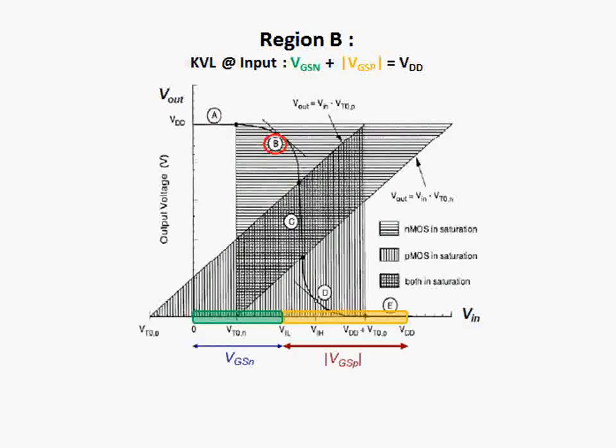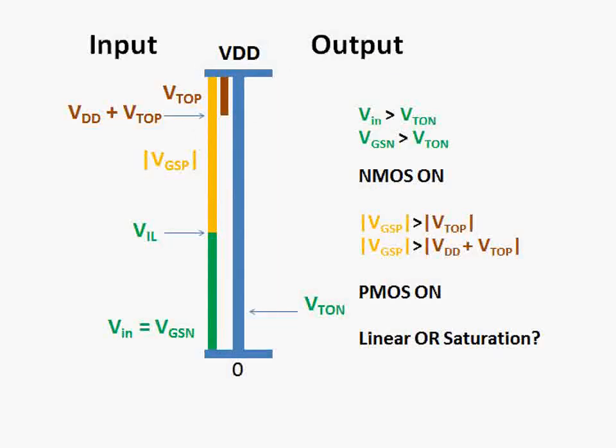As we know that the threshold voltage of the PMOS transistor is defined as VDD plus VTP, therefore, the threshold voltage of the PMOS transistor will be the region highlighted in brown. By visual inspection, we can see that both the NMOS gate source voltage and the PMOS gate source voltage are greater than their threshold voltage. Therefore, both the NMOS transistor and the PMOS transistor are turned on.